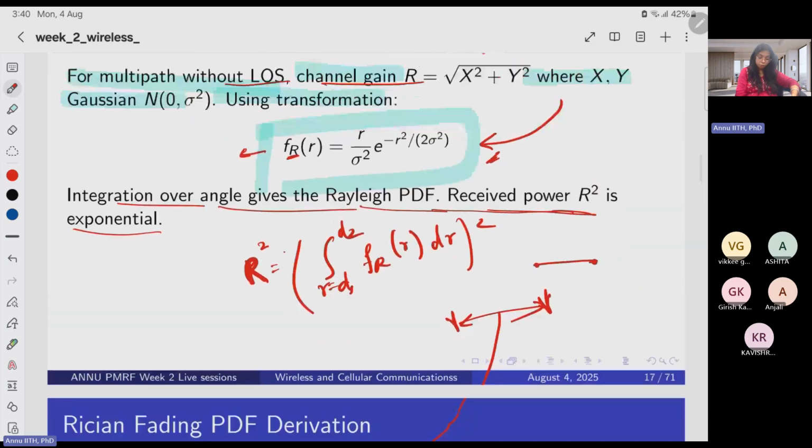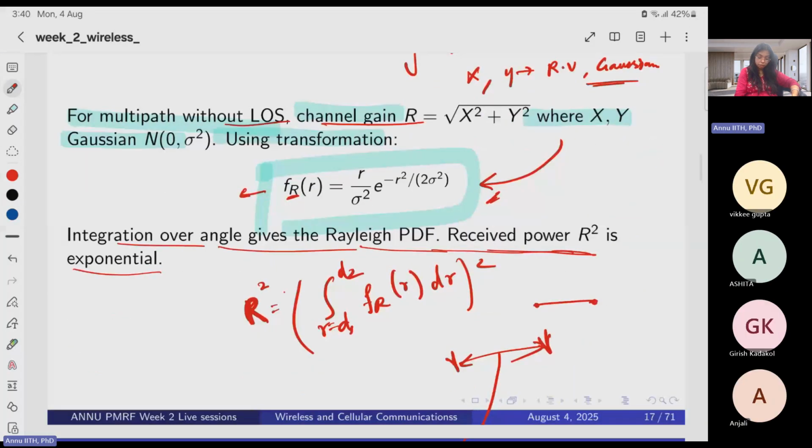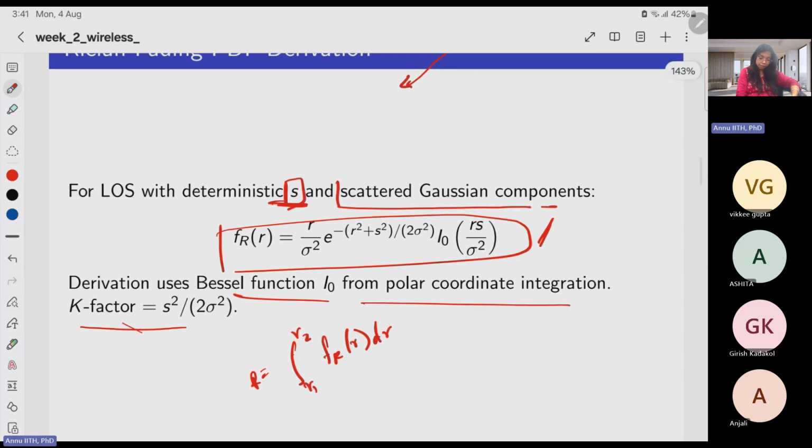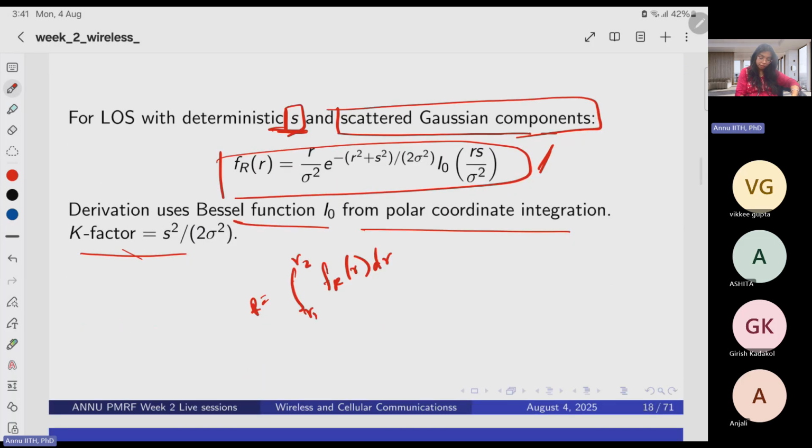That is why it is root over x square plus y square, because you get x here and y here; it's not line of sight. If line of sight is not there, you take root over x square plus y square and get Rayleigh. But if it is line of sight, then you have a deterministic coefficient and a scattered Gaussian component, and that is f of r.